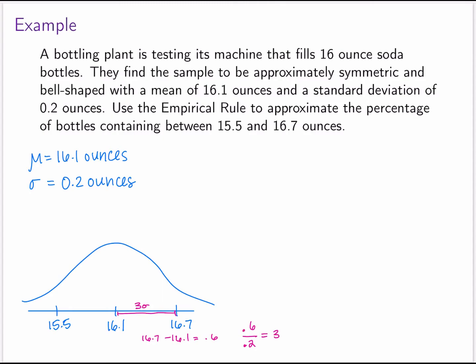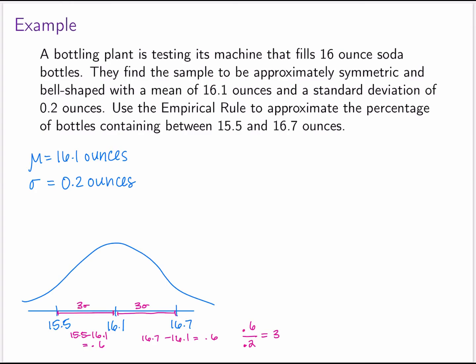Okay. Let's check the other one and see how far away it is. So I'll now do 15.5 minus 16.1, and I end up with 0.6 again. Okay, so this distance is 0.6, but how many standard deviations is 0.6? Well, it's the same as what we just did. We'll divide by the standard deviation. 0.6 divided by 0.2. How many standard deviations are in 0.6? We'll do that division, and we end up again with 3 sigma.